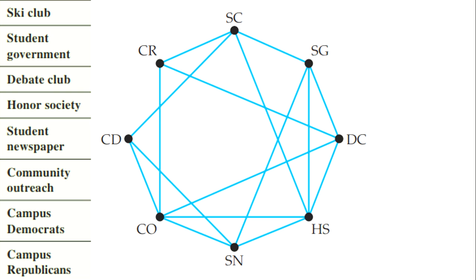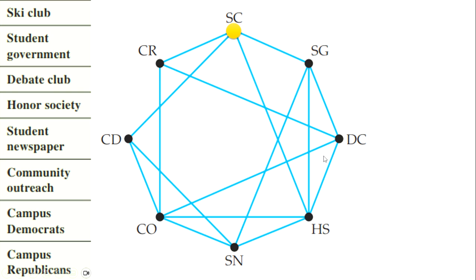We need to schedule, and we also need to make sure that if we have the same color, they should have no connections with those clubs. For instance, let's start with Ski Club. Starting with Ski Club, of course, we're not going to include the Campus Republicans, Campus Democrats, Honor Society, and Student Government. So we need to consider only the Debate Club, Community Outreach, and Student Newspaper.